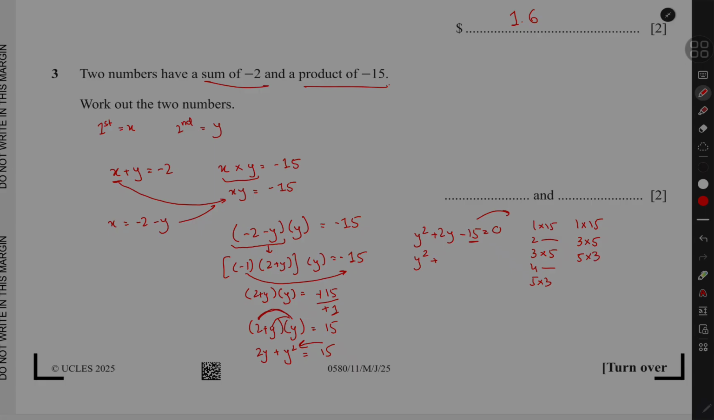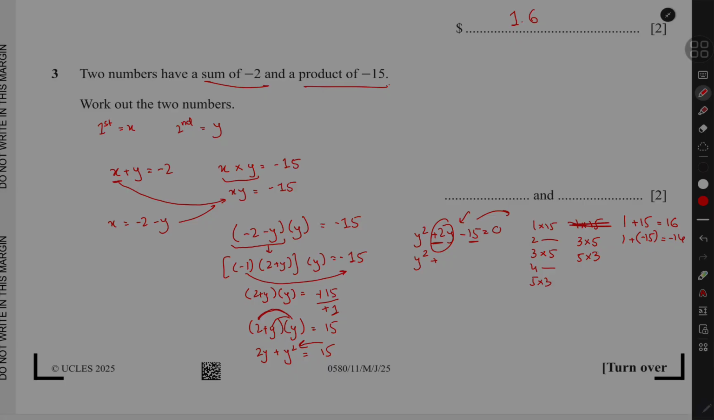Okay, now what we need to do is add two numbers that give me plus 2. Okay, so that's a little bit tricky. If I take 1 and add 15, that would give me 16, but not 2. Okay? I need this number right here. If I take 1 and add negative 15, that would give me negative 14, but not 2. Okay? So 1 times 15 is not our answer.